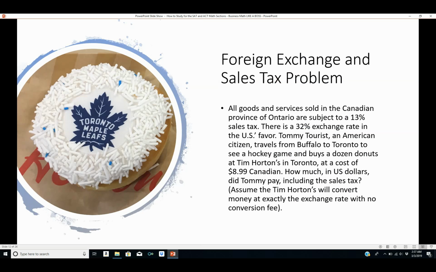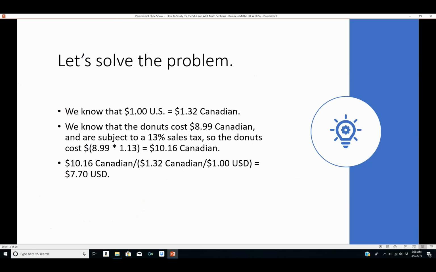All goods and services sold in the Canadian province of Ontario are subject to 13% sales tax. There's a 32% exchange rate in the U.S.'s favor. So Tommy Tourist, an American citizen, travels from Buffalo, New York to Toronto to see a hockey game and buys a dozen donuts at Tim Hortons in Toronto at a cost of $8.99 Canadian. How much money in U.S. dollars did Tommy pay, including the sales tax? Assume that the Tim Hortons will convert money at exactly the exchange rate with no conversion fees. Most Canadian retailers are actually very good about giving you the exchange on American money when you spend it there.